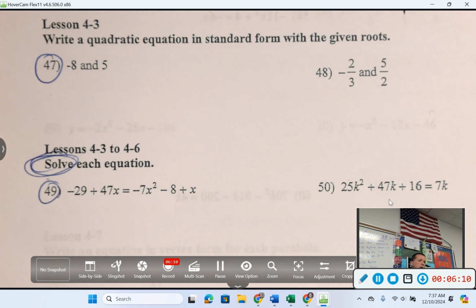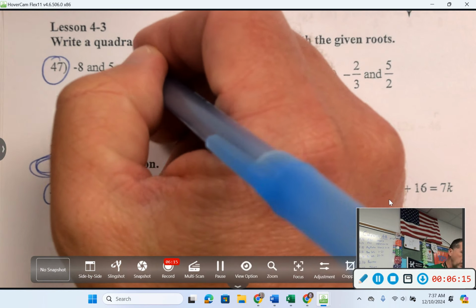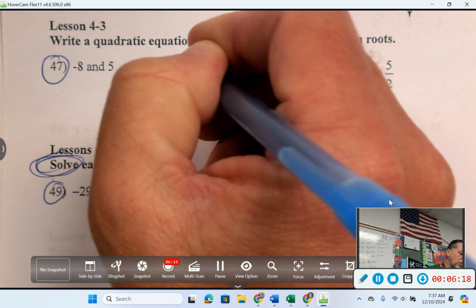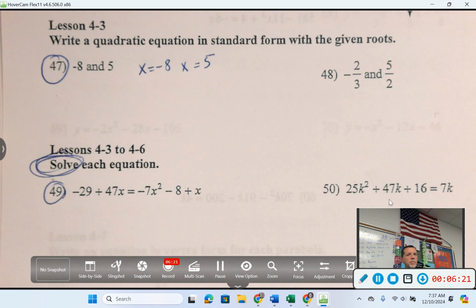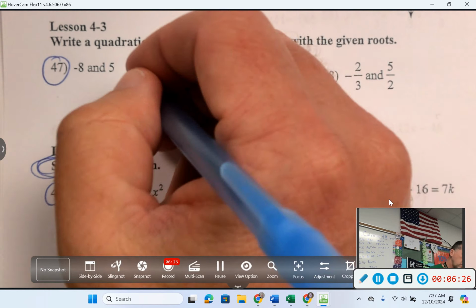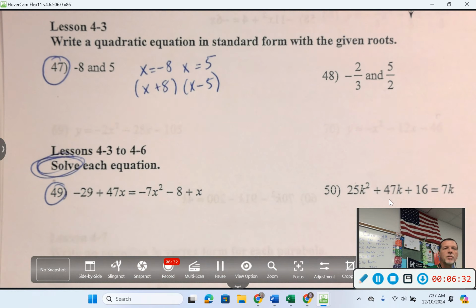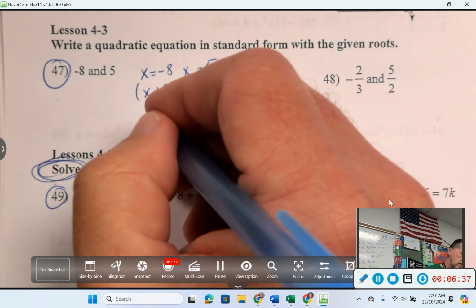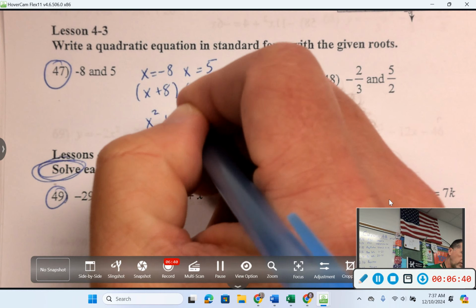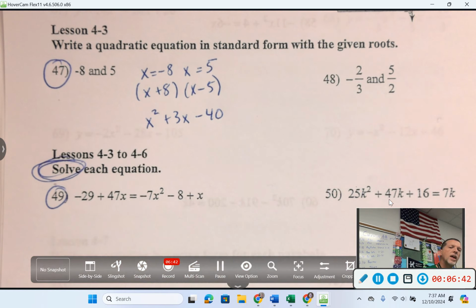Write a quadratic equation with the given roots. Remember, this is like the backwards problem? So the answers are -8 and 5. What factors would those have come from? X plus 8 and x minus 5. And then you FOIL it out. So x squared plus 3x minus 40. I feel like there's one minor step more. Equals 0.